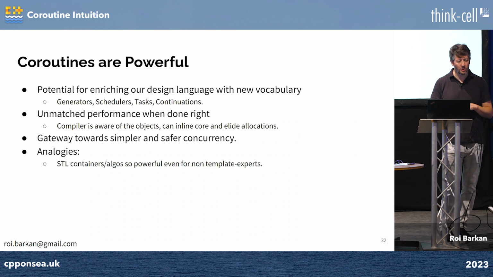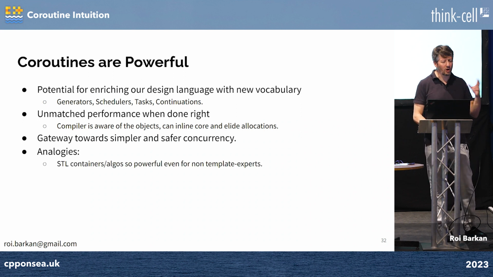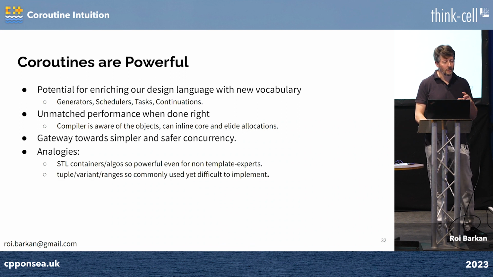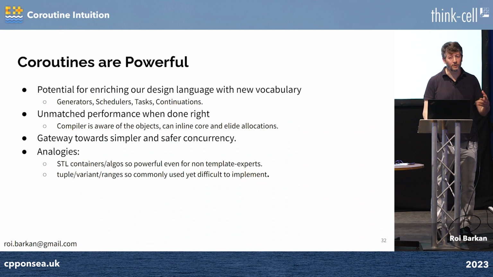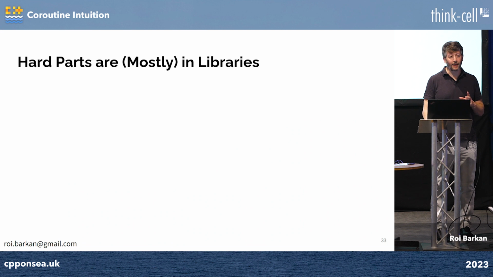And again, analogies here are the STL containers. Very, very powerful. Everyone uses them, even people who are not experts on templates, they just use them. I couldn't imagine writing C++ without STL containers and algorithms. Tuples, variants, ranges, those are all part of our lingo. It's very, very hard to implement those, but we don't need to, right? We just use them. We use them every time because they're so powerful. And again, the hard parts are mostly not our problem, but the library author's problems.